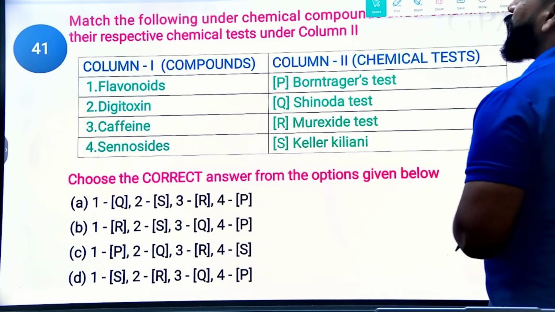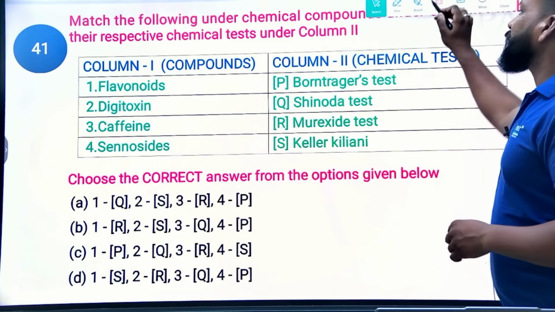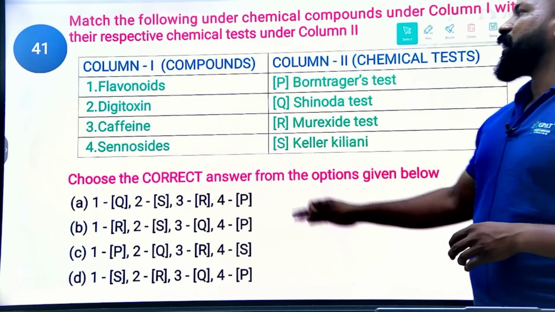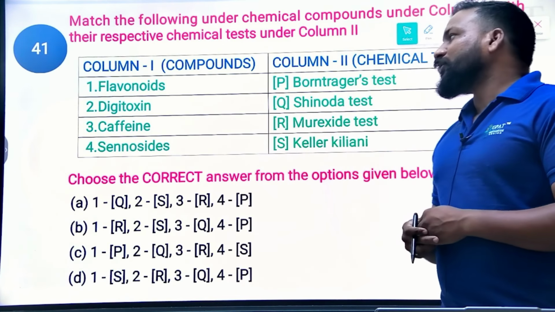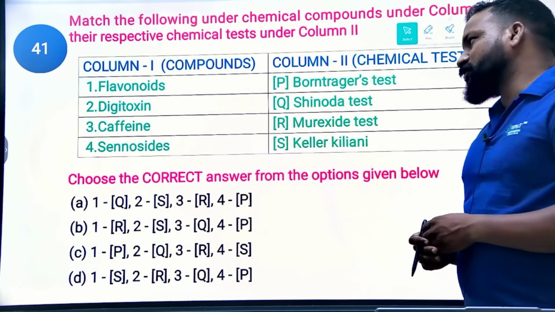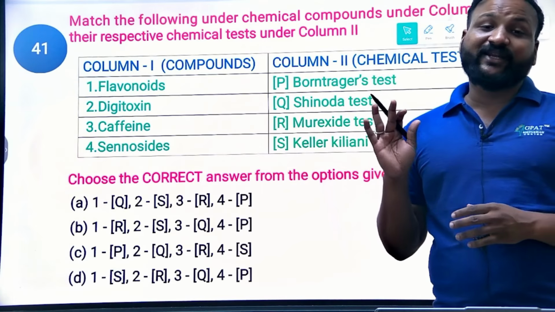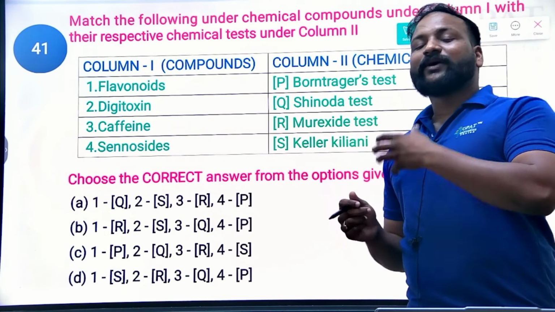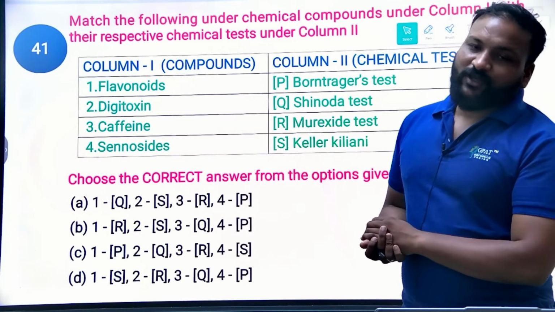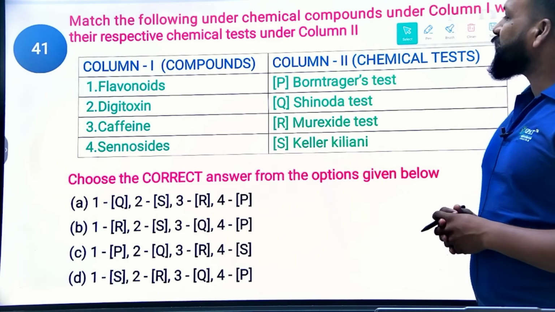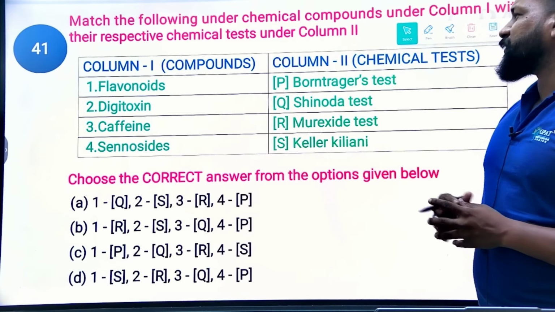Column 1. Match the following chemical compounds under column 1 with their respective chemical test. Simple. Flavonoids are identified by which test? Digitoxin by which test? Caffeine? If you identify two simple tests, then it will be very easy. Try to find out the options that you know. Caffeine, we know already. The murexide test is very, very important. Saponins are mainly for the Bontrager's test, but flavonoids, the Shinoda test.